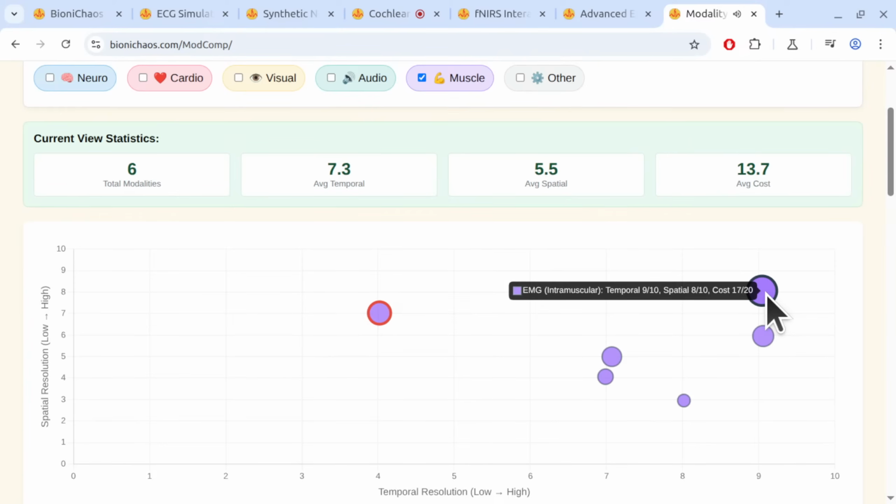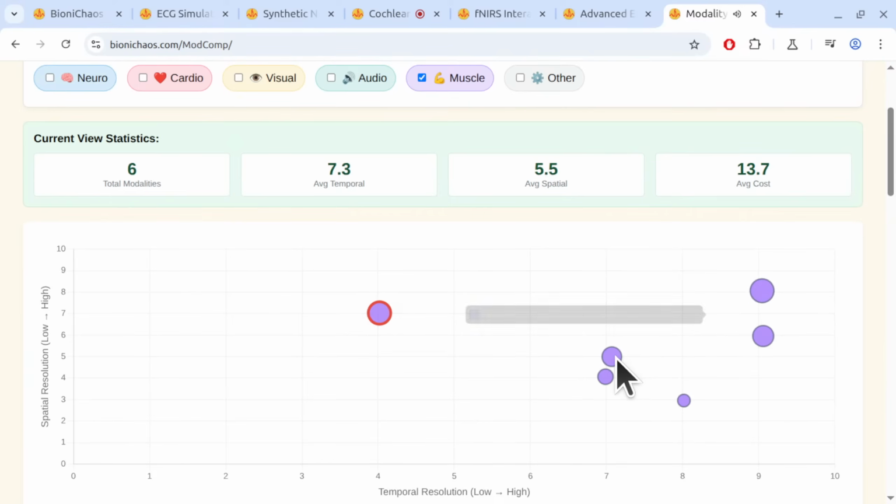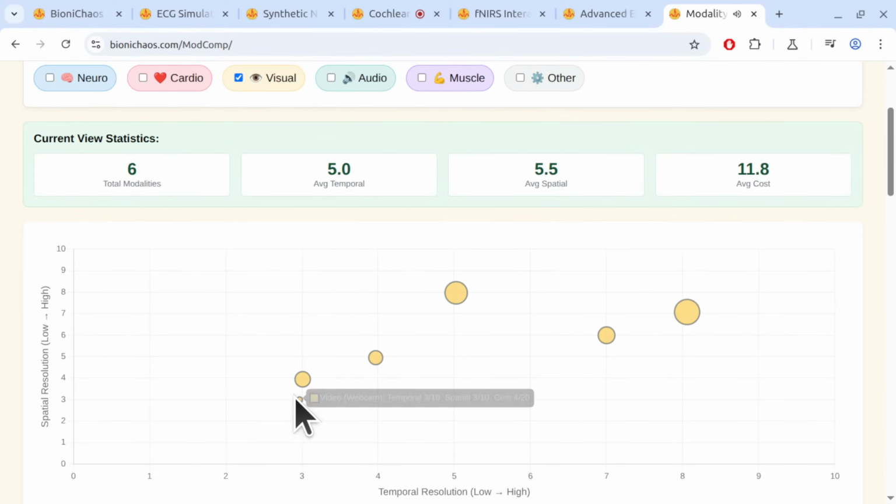Okay, moving on. Visual modalities. Seeing is believing, or at least sensing. Yeah. And here, the spectrum is probably more familiar. You start with your basic webcam. Cheap and cheerful. 3 temporal, 3 spatial. Cost is only 4 out of 20. Good enough for Zoom calls, basic tracking. The unsung hero of the pandemic.